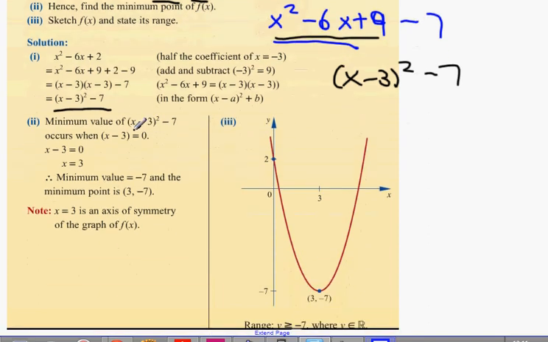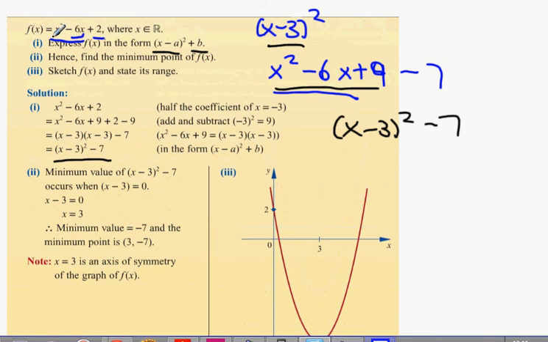Now, the minimum value is the value at which it's at its lowest. We've identified this as a U-shaped curve. Do you understand? It's U-shaped because it has a positive x squared value. That means it hasn't got a maximum, it'll only have a minimum. Now, once you've verified this, look what happens to it. X minus 3 squared is an interesting number. If x equals 0, what's the answer to it? Minus 3 squared, which is 9.